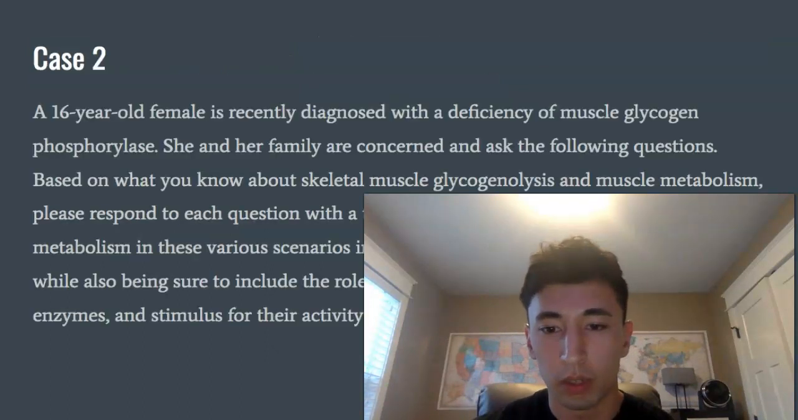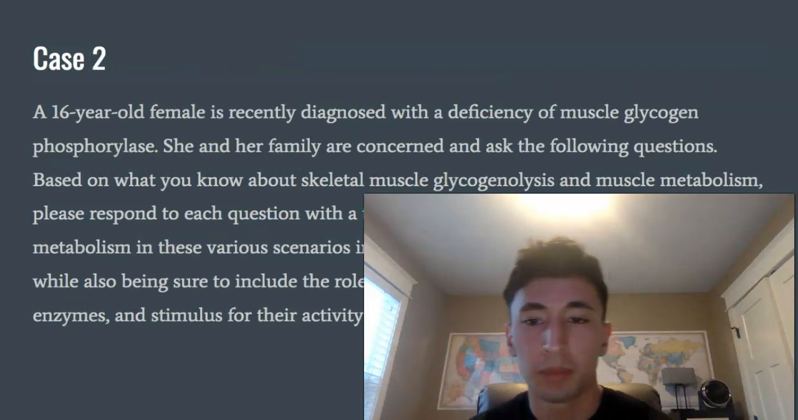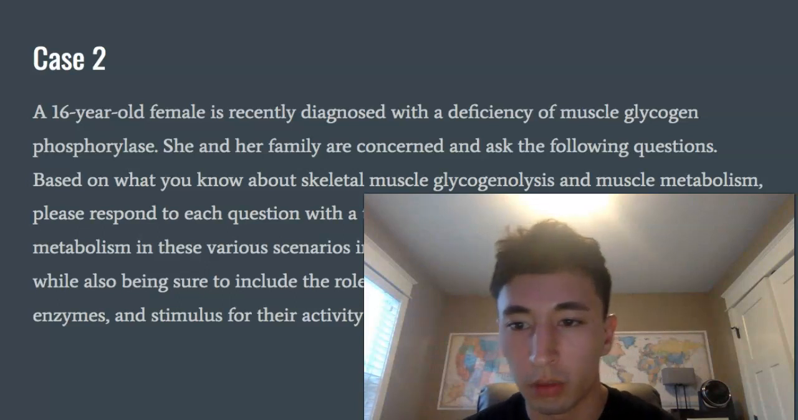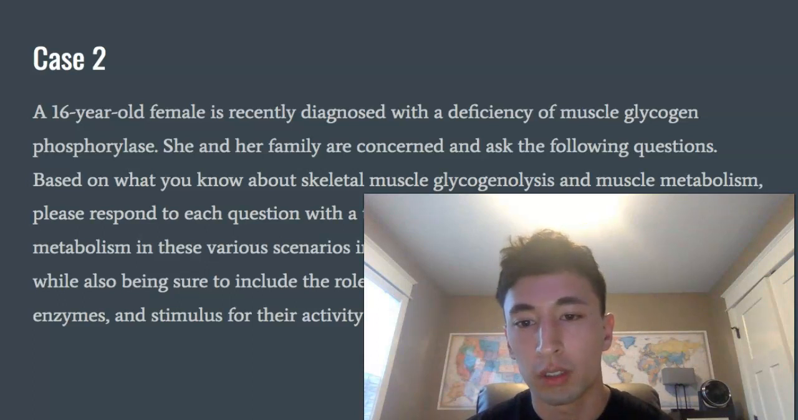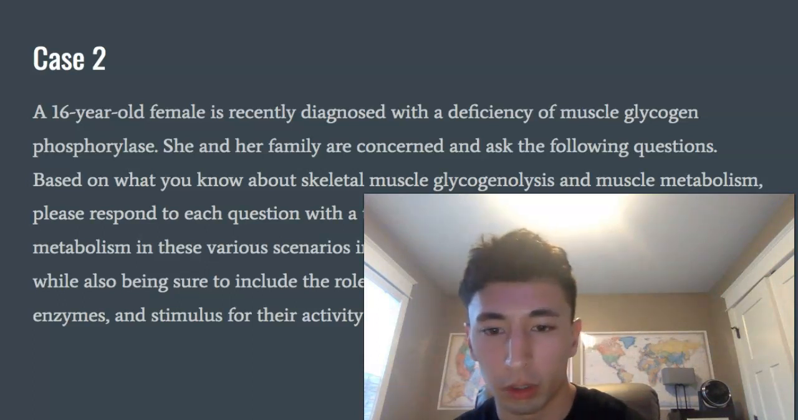Alright, then now we're going to move on to case number 2 here. We have a 16-year-old female who was recently diagnosed with a deficiency of muscle glycogen phosphorylase. She and her family are concerned and have the following questions that we're going to go over here in a second.